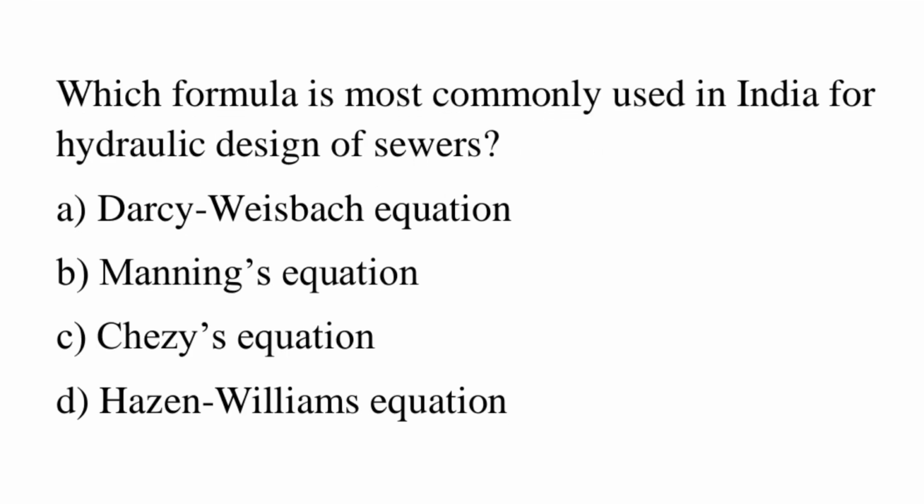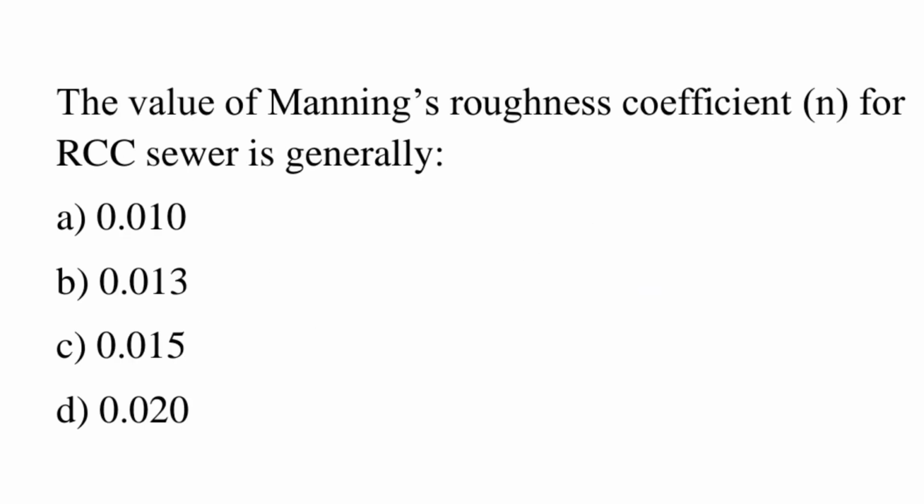Next question, which formula is most commonly used in India for hydraulic design of sewers? Option A Darcy-Weisbach formula, option B Manning's equation, option C Chezy's equation, option D Hazen-Williams formula. So the correct answer is option B Manning's equation. Next question, the value of Manning roughness coefficient N for RCC sewer is: option A 0.010, option B 0.013, option C 0.015, option D 0.020. So as per IS recommendation, the Manning's roughness coefficient will be option B 0.013.